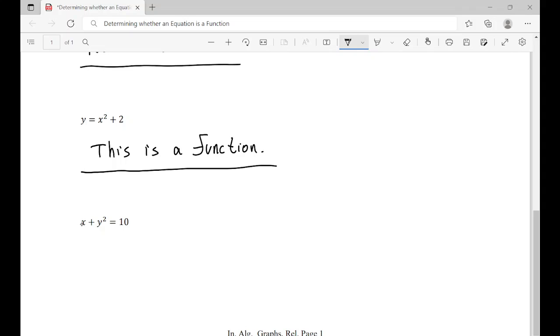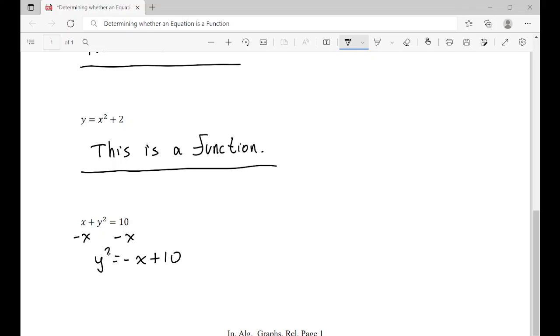Last, I have x plus y squared equals 10. I'm going to get y by itself, so I'm going to subtract x over. Get y squared equals negative x plus 10. And I need a single y, not a y squared.